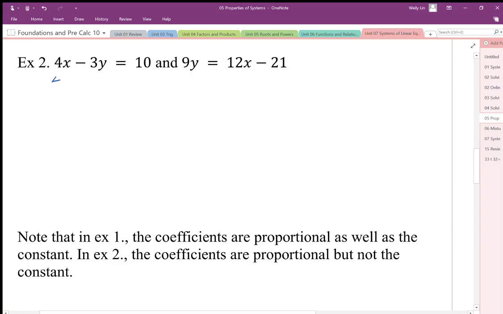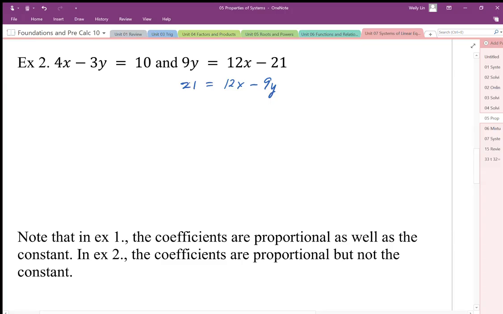So I'm just going to rewrite this one here and move the x over. So I'm going to move the y over, and so we're going to make it negative. We'll make it 21 is equal to 12x minus 9y. And in looking at these coefficients, we can see that they are in proportion to each other. So these are parallel lines.